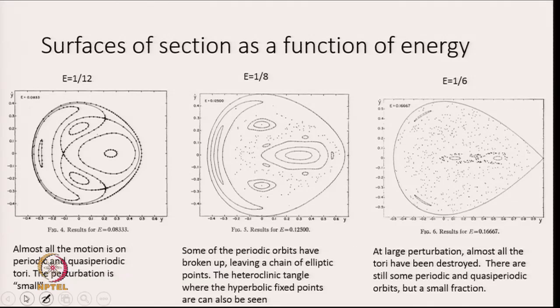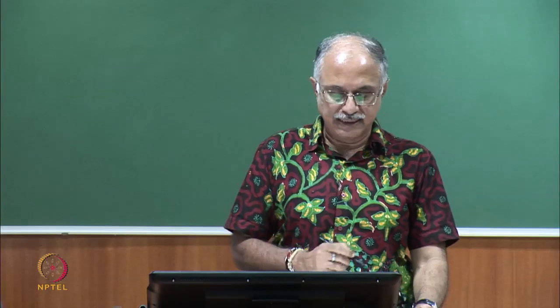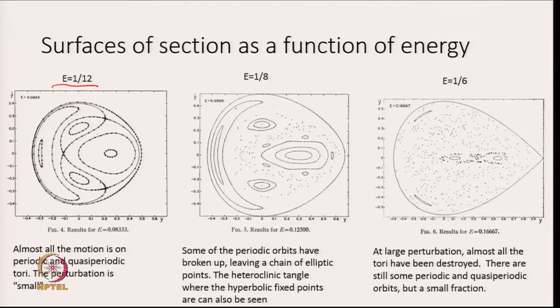When you have tori all over the place, then when you cut through this set of tori, you basically find nested tori one inside the other, and at very low energy, E is 1 by 12, you find that the motion is completely covered by tori everywhere. The image of the tori on the Poincare section is a closed curve. So, wherever you look, you find closed curves.